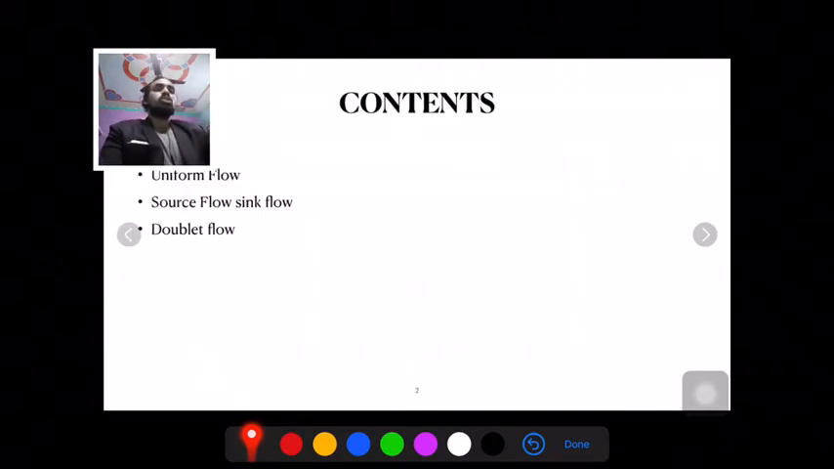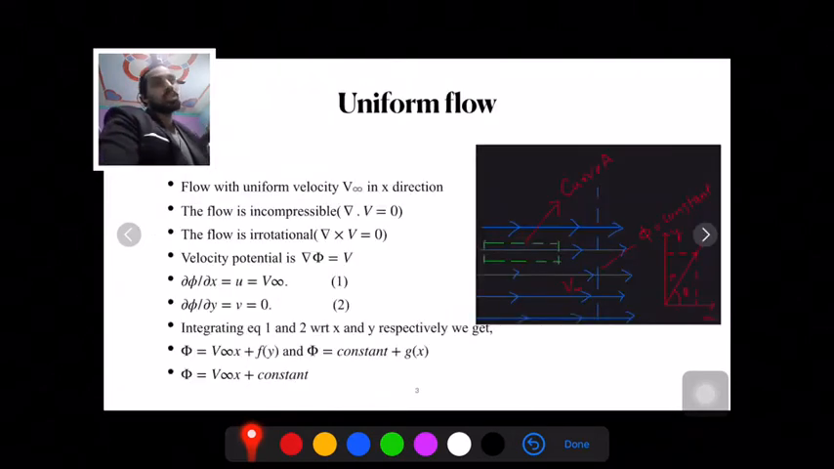Okay, so in this lecture you are going to study the uniform flow, the source flow, the sink flow and your doublet flow. Let's start with your first flow, that is your uniform flow. So consider a uniform flow with velocity v infinity in x direction. Okay, these are elemental flows.